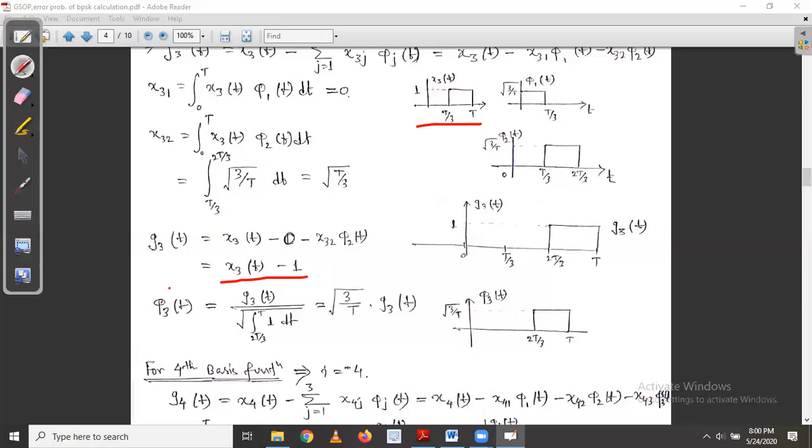Now, what about phi 3? Phi 3 means g3t divided by the integration in this range, because this is your now g3t, integration in this range, and which is having amplitude 1. Just if I am putting this value, I am getting this expression, which is having this range only. The same g3 range, and the final phi 3 range will be the same. In the last case also, we have seen the same concept, that the range of g2 is the same as phi 2. Here also the range of phi 3 is the same as the g3 range.